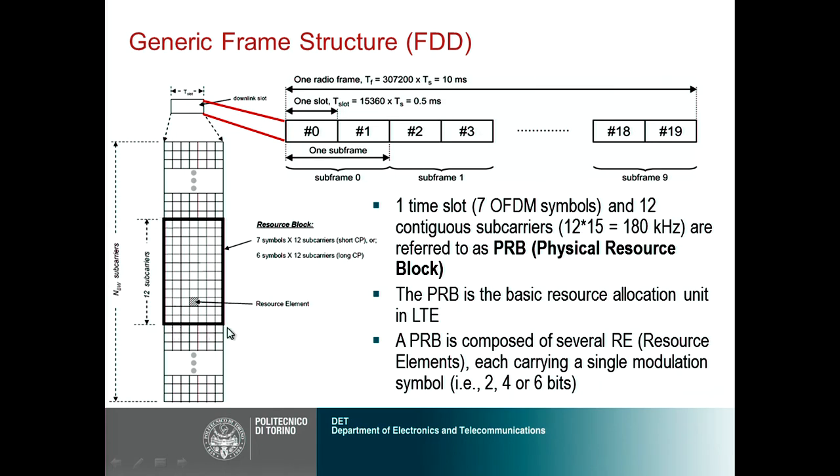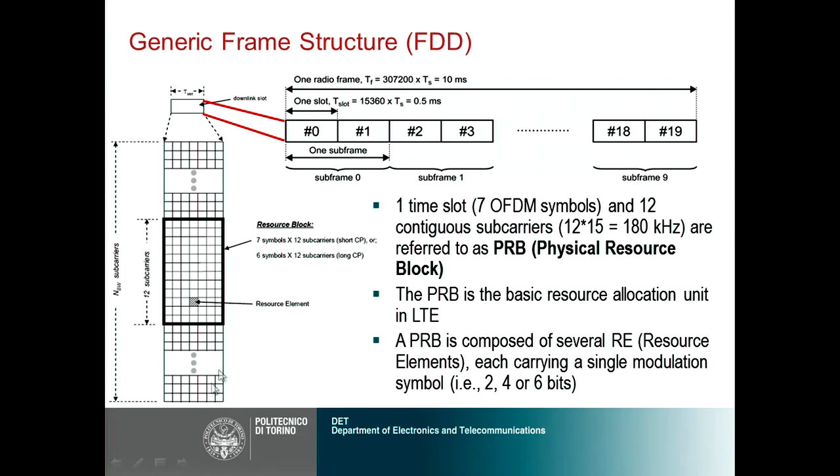12 contiguous subcarriers in frequency, and seven or six consecutive OFDM symbols in time, make up a resource block. The resource block is the basic allocation unit that is being given to users. So whenever you as a user receive data, it is because the network has given you a resource block, to receive data in downlink, or to transmit data in uplink.